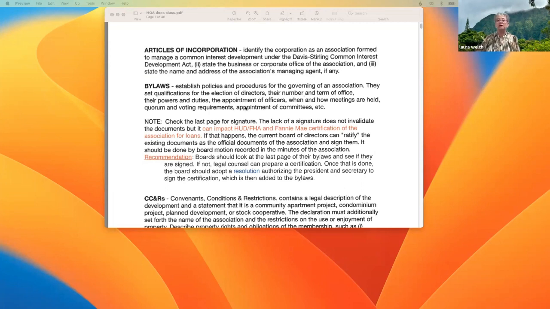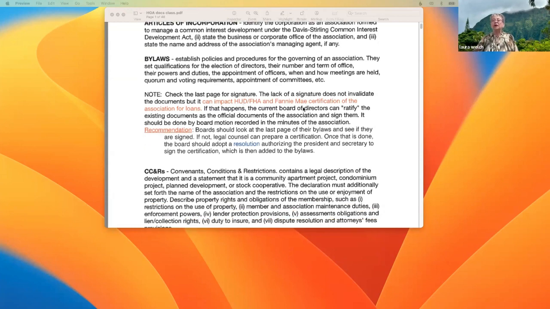The bylaws are for how they're going to be running the HOA. So it establishes how the meetings are going to be, the annual meetings, special meetings. So it encompasses all of that in terms of how they're going to be running it.